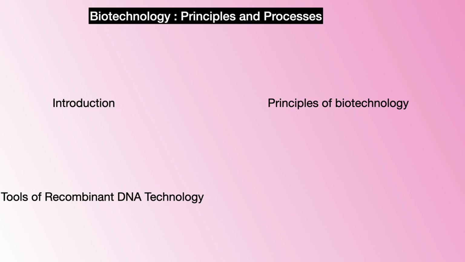There are two types of cutters, exonucleases and endonucleases. Exonucleases cut DNA at the very ends. Endonucleases may cut at a specific point inside the DNA strand.